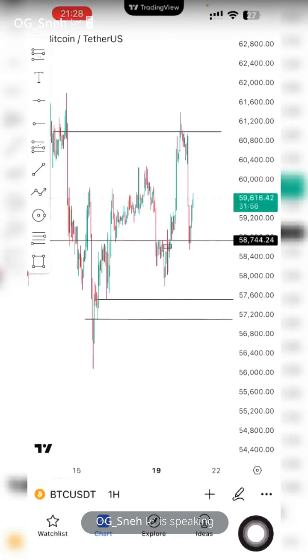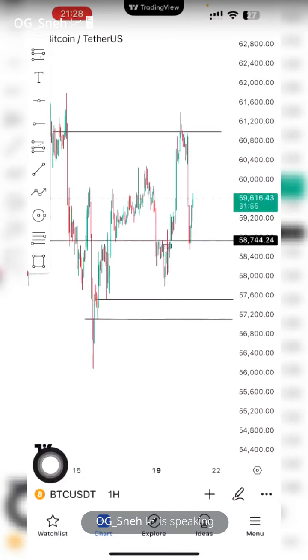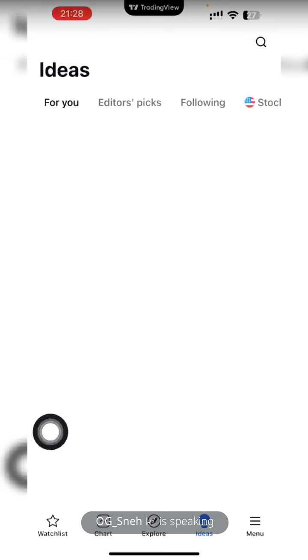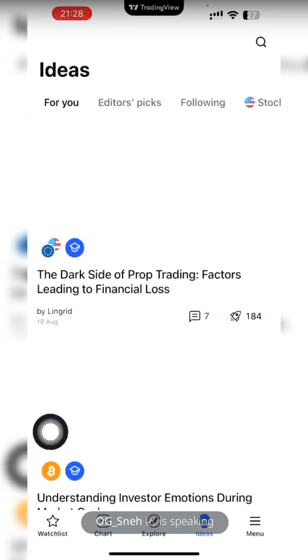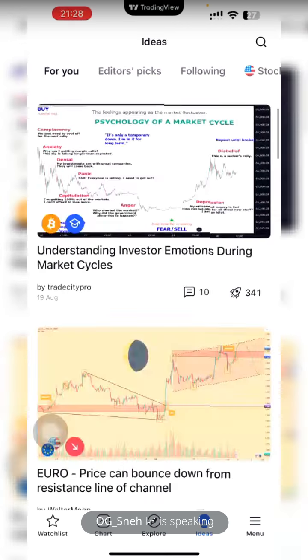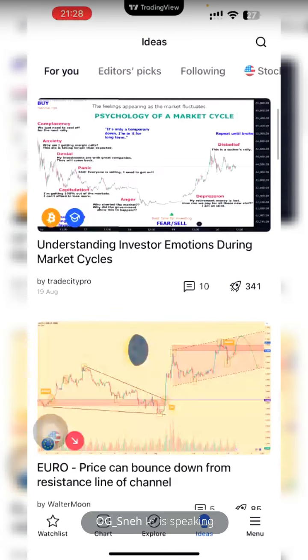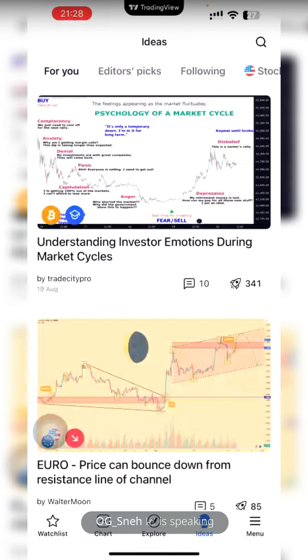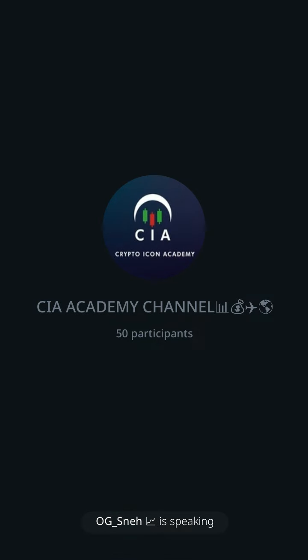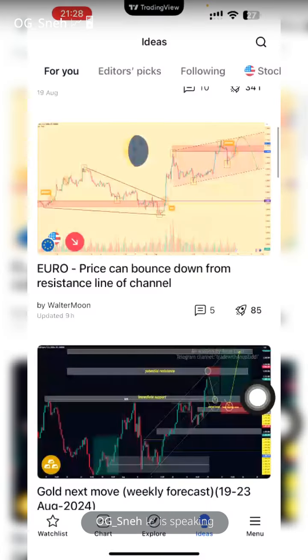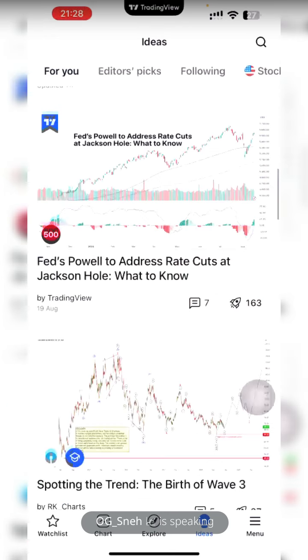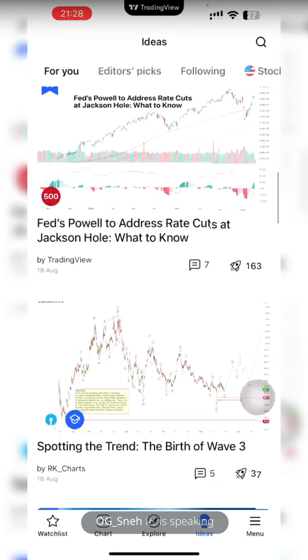So that's about menu. The next thing that we are concerned about is ideas. Ideas is just like if you want to read anything. They always try as much as possible to educate you. So it's just like education. Everybody is writing things, just the way they trade on Twitter. The same way some people use this too. So they write here.